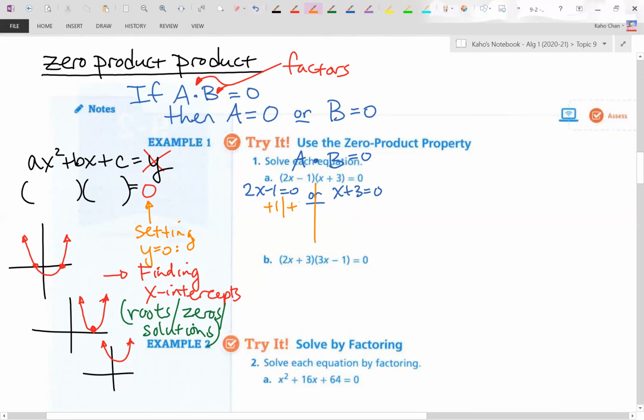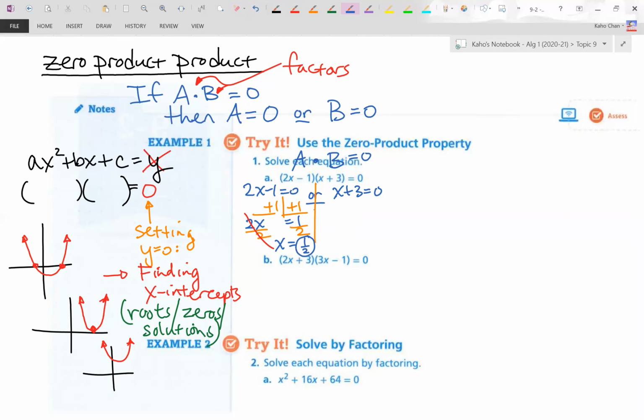So here, let's do that. Add 1 to both sides, and divide by 2. So one of our x-intercepts, or solutions, or zeros, is x equals 1/2. If you graphed 2x minus 1 times x plus 3, it'll graph a parabola that will cross through positive 1/2. Let's solve the other one. Subtract 3 from both sides. We get an answer of x equals -3.